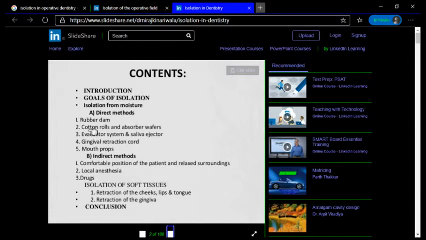This is isolation from moisture: rubber dams, cotton rolls, absorbent holders, evacuator system and saliva ejector, gingival retraction cord, mouth props, indirect methods, comfortable position of the patient and relaxed surroundings, local anesthesia and drugs. There is isolation of soft tissues, retention of the cheek, lip, and tongue, retention of the gingiva, and conclusion, of course.